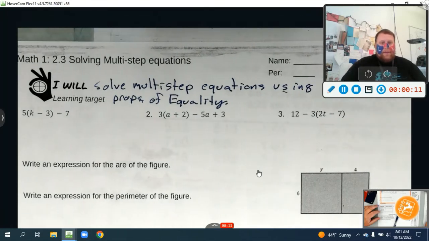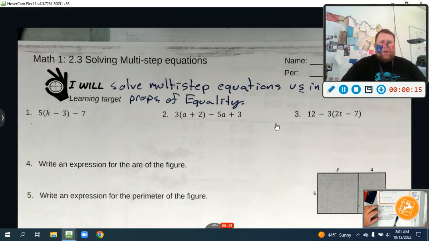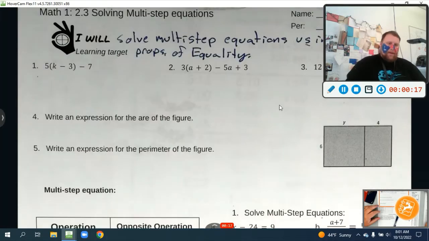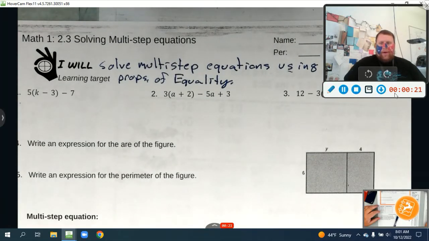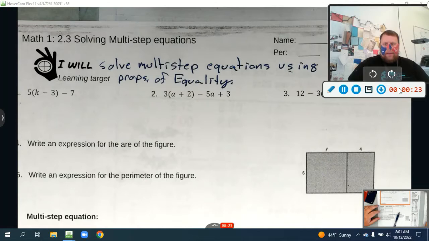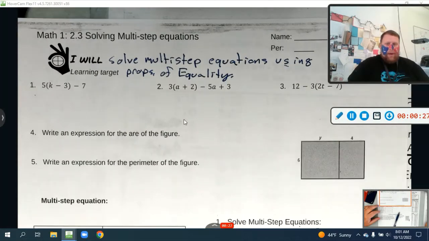But let's look at this. I will solve multi-step equations using properties of equality. We're going over 2.3. Take a minute, guys. As always, you know the drill. Go ahead and let me move stuff out of the way. Do these problems right here, and we will talk about them in just a moment. Pause it, all that good stuff.